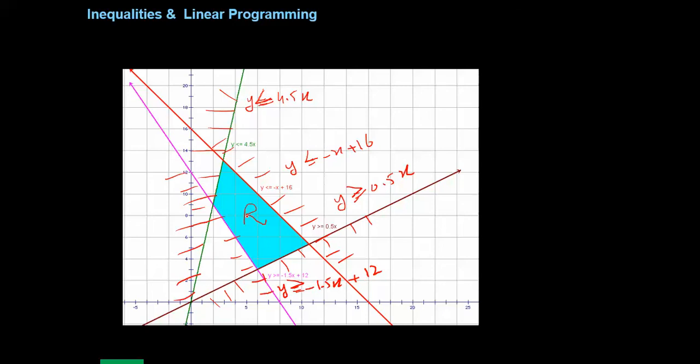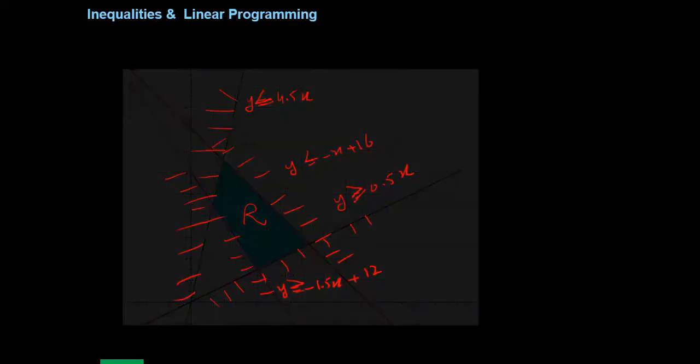The other way around, if the region is given and we are to write the inequality, first we'll find the equation of these four lines, and then according to the below or above the lines we will put the inequality directions. So this is the first part of linear programming, that on the grid we show the wanted region R. Then in the next video we'll talk about the linear programming itself.